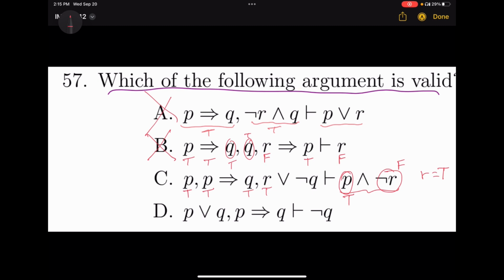If I take P to be true, Q to be true, R to be true, all of the premises would be true, but the conclusion would be false. Okay, therefore C is also not an answer.